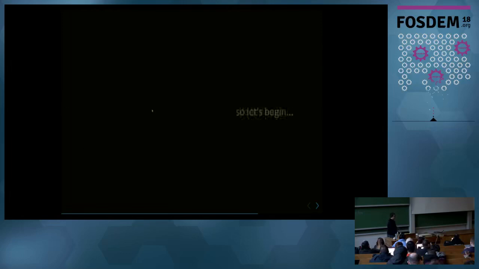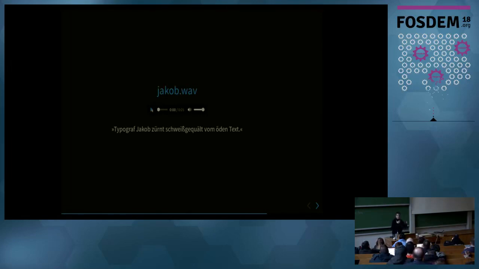And this is the terminology that we need. So first, I can really just read it. I recorded myself saying, "Typograf Jakob Zürn schweißgequält vom öden Text." This is a stupid German sentence. It is a pangram. A pangram means every letter of the German language is at least one time in this sentence. It's like "the quick fox jumps over" and so forth, just for German.